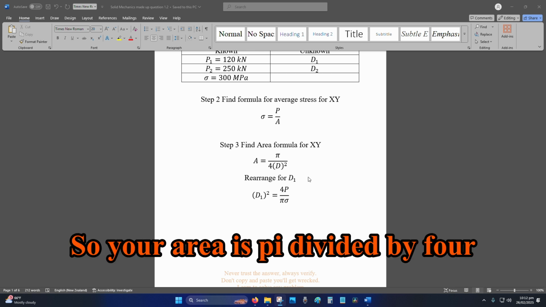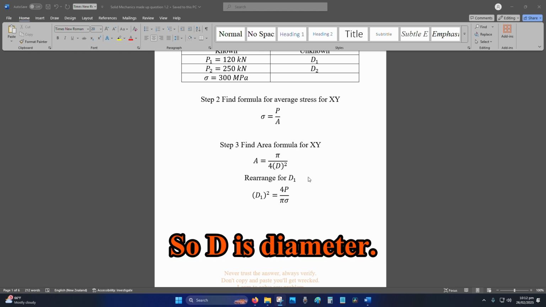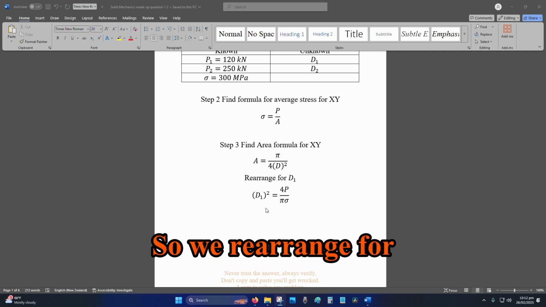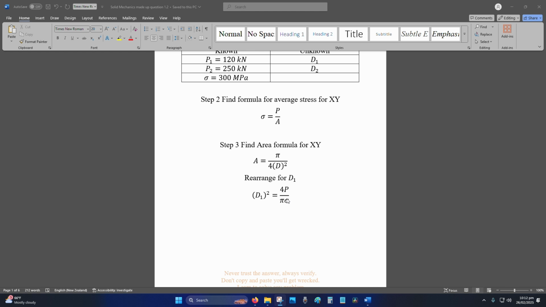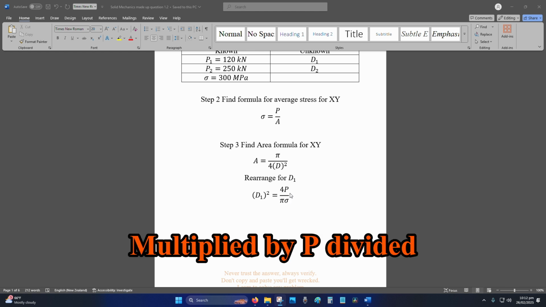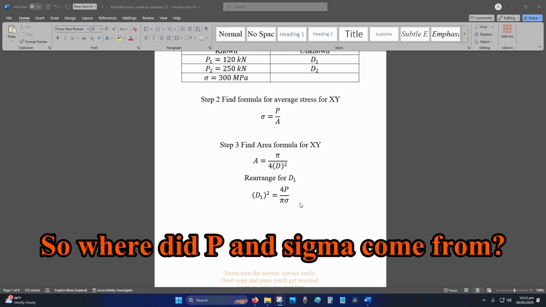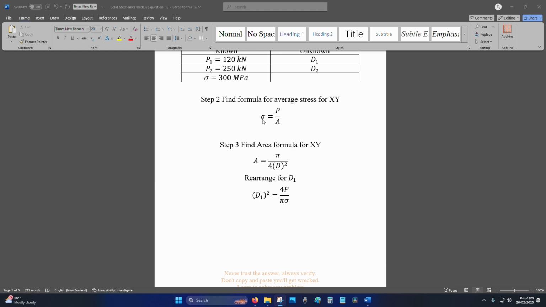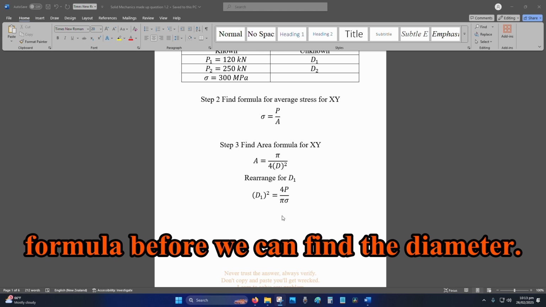So your area is pi divided by 4 multiplied by diameter squared. So d is diameter. So we rearrange for diameter squared is equal to 4 multiplied by P divided by pi multiplied by sigma. So where did P and sigma come from? They came from here. So that's what we needed to find this formula before we can find the diameter.